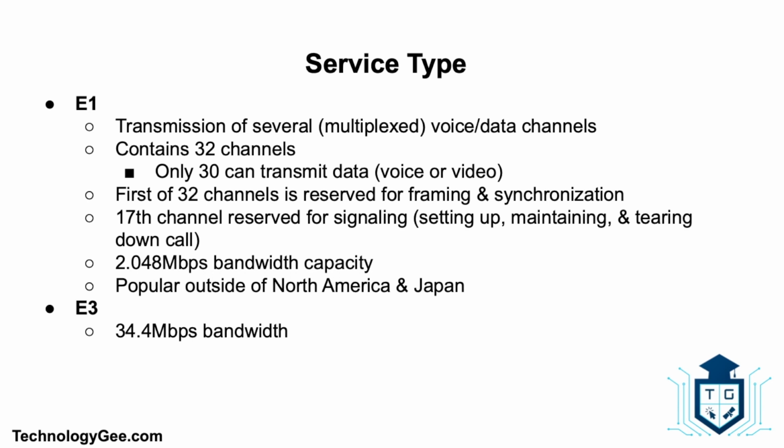E1 circuits also have a bandwidth capacity of 2.048 megabits per second, and E1 circuits are typically popular outside of North America and Japan. And just as a T3 circuit provides more bandwidth than a T1 circuit, an E3 circuit's available bandwidth of 34.4 megabits per second is significantly more than the 2.048 megabits per second of bandwidth offered by an E1 circuit.